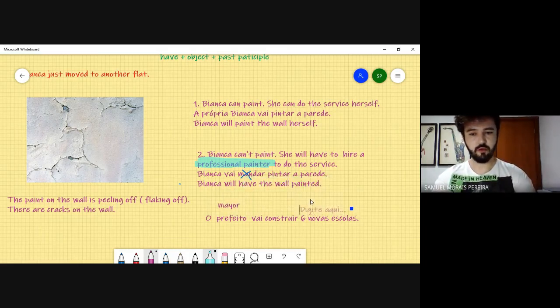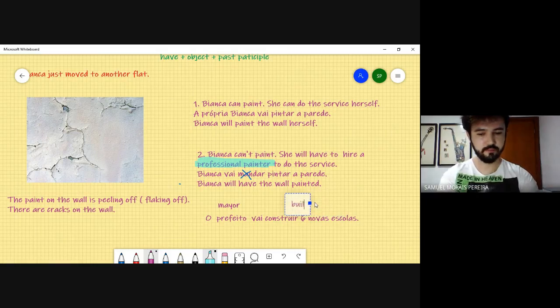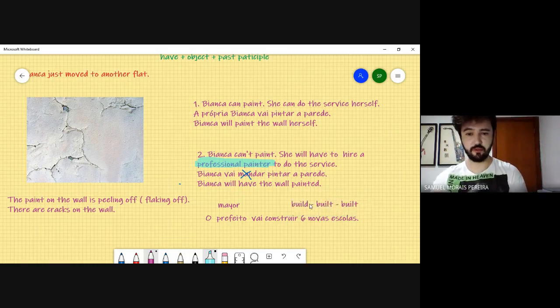I think you all know the verb construir is build. Okay? And it's irregular, so you say built here. On the second column, sorry, build, and then you say build again on the third column, okay? So this is the verb construir. How do I say o prefeito vai construir?